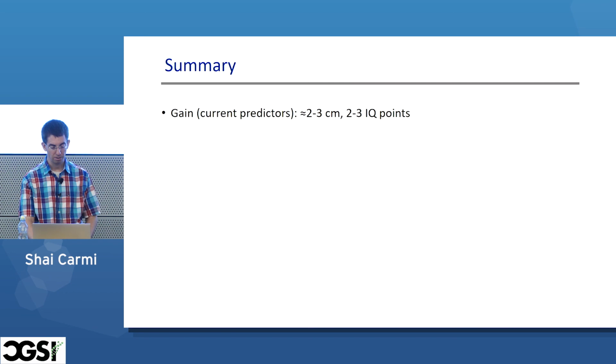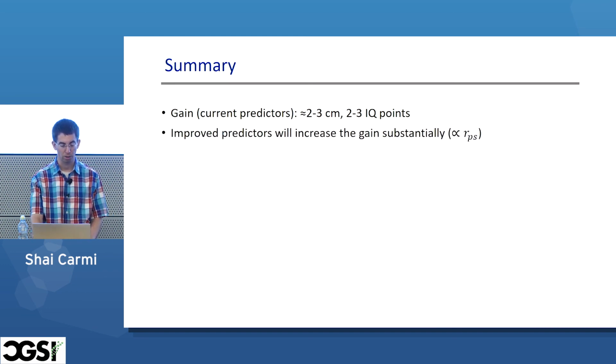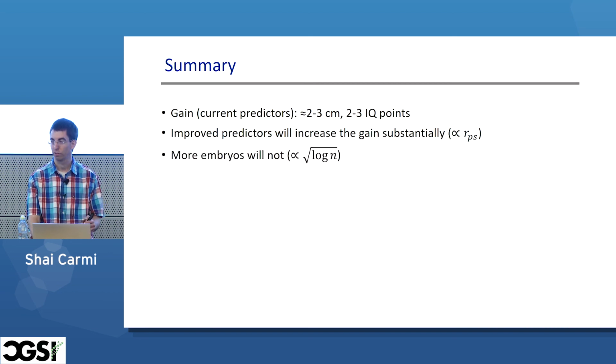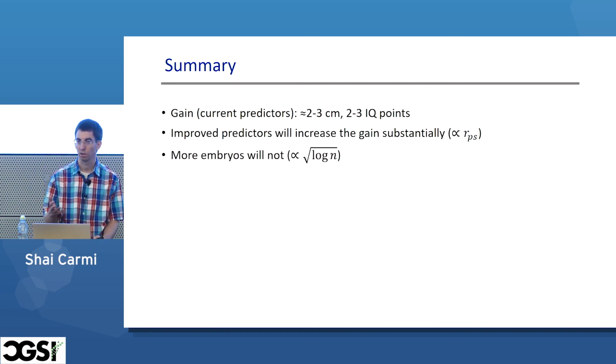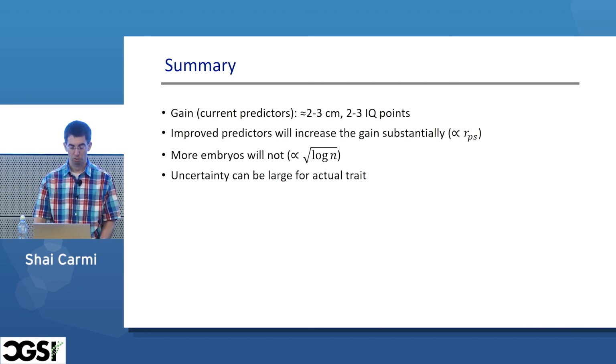So to summarize, at least with the current predictors and a slightly optimistic view of how many embryos we can actually get, the gain is around 2.3 centimeters or 2.3 IQ points. With better predictors, the gain is going to improve relatively fast, but not so fast with the increasing number of embryos. Using technologies like pluripotent stem cells, converting them to oocytes and generating thousands of oocytes, is probably not going to be helpful. But this is at this point science fiction. And there is a lot of uncertainty that needs to be taken into account.